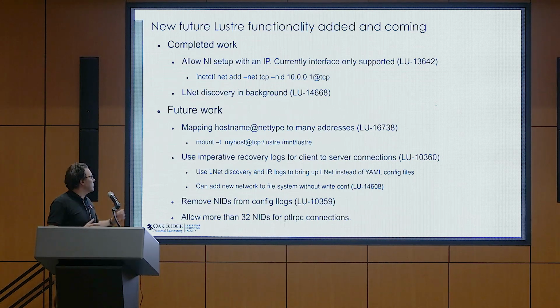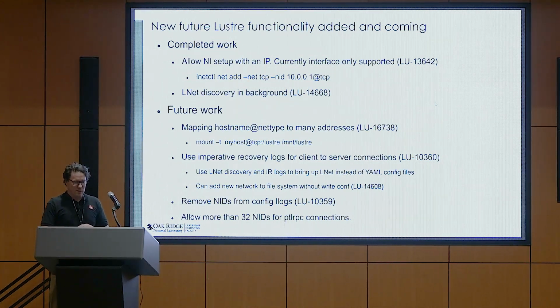Then, of course, we have some future work, some more advanced improvements. One of them is mapping hostname@nettype to many addresses. I know that some people love this idea, and I've found some people really hate it. But the idea is that you could do your mount at your host, and it would translate to many IP addresses. The same with ping: you could do an lnetctl ping on your hostname, and it'll translate to multiple NIDs. We'll have to figure out how to do that. In some cases that's useful, and in some cases it's useful to return only one address, as some people pointed out to me.